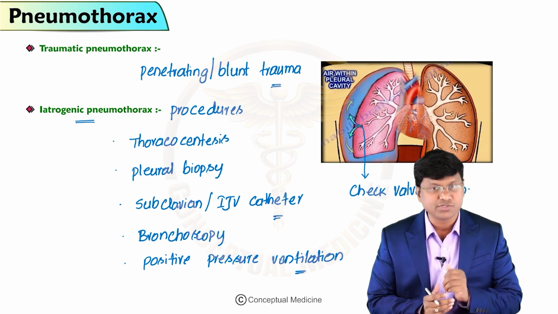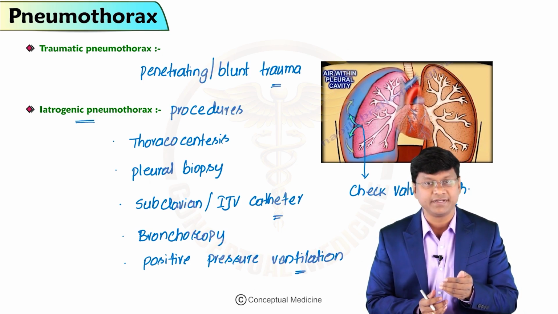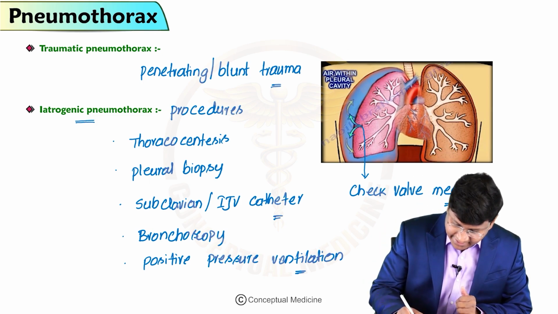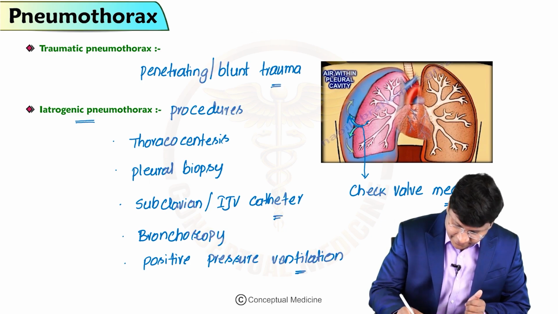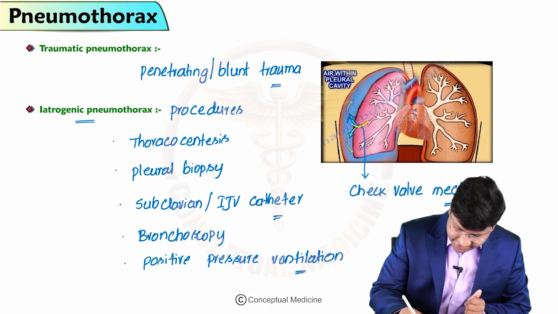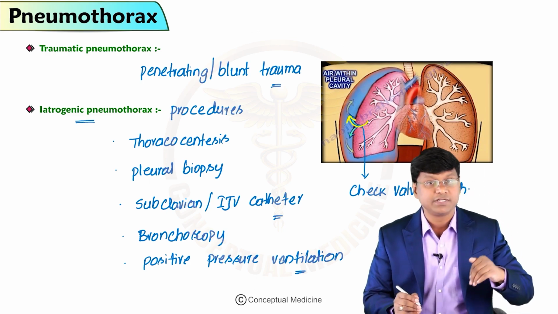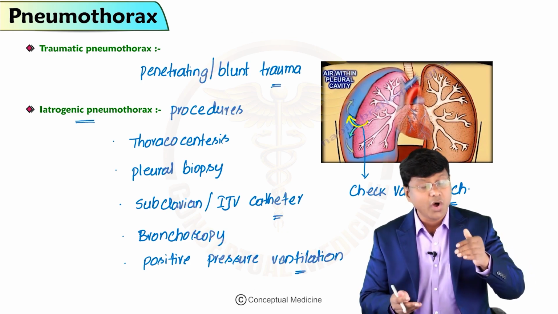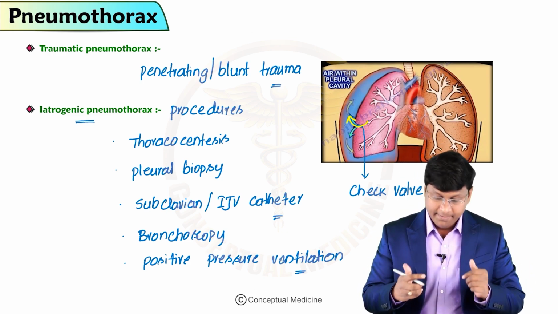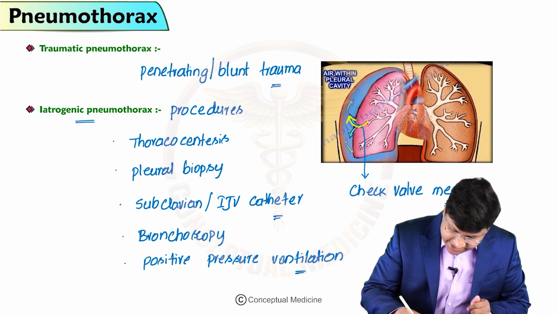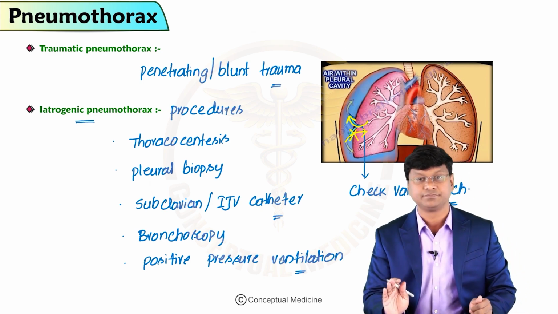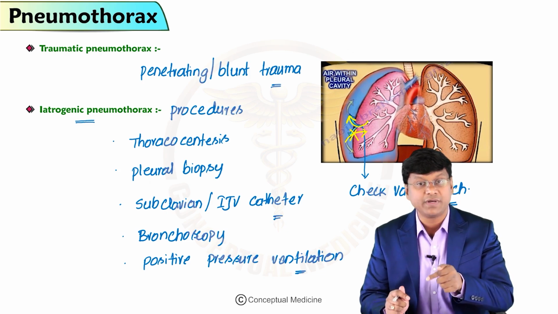In the check valve mechanism, the air enters into the pleural space from the lung on inspiration. But the same air does not enter from the pleural space into the alveoli during expiration. This will not occur. Why? Because you have a check valve.